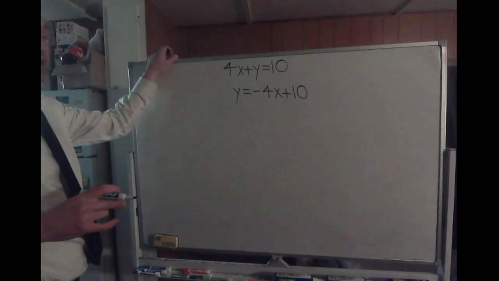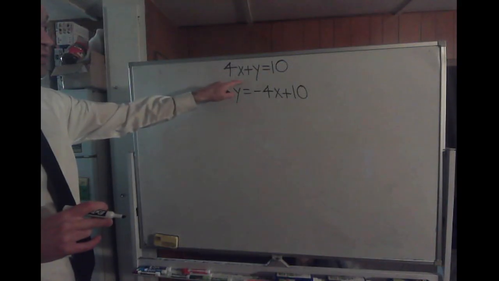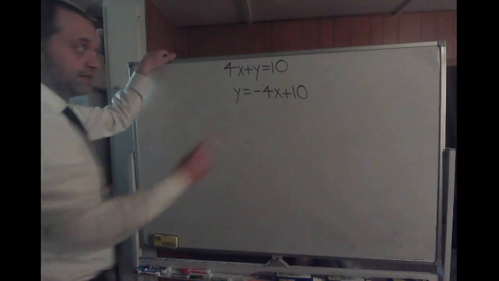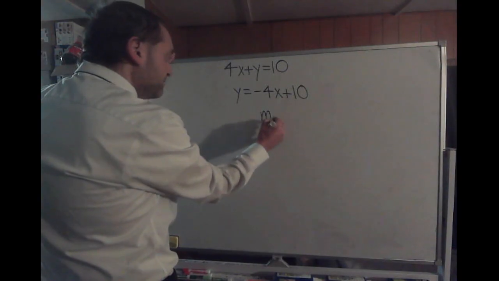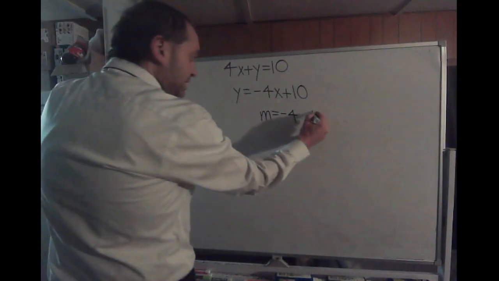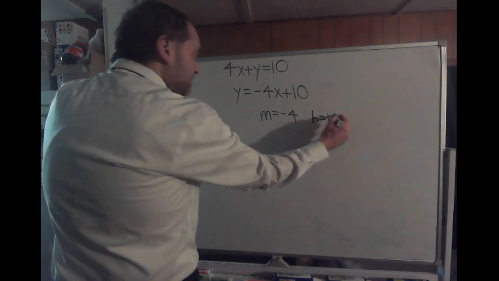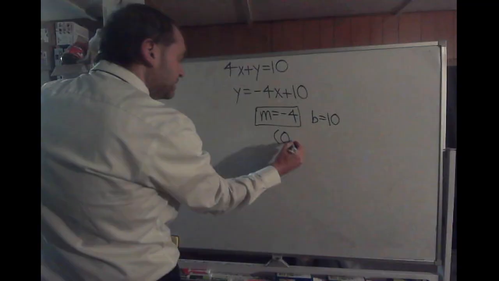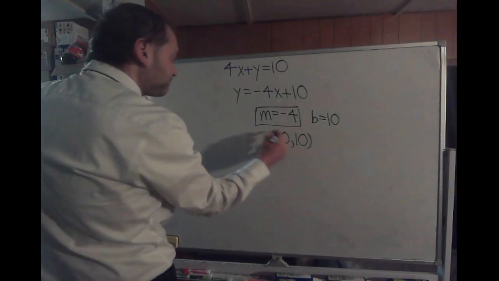Now that I've converted from standard form into slope-intercept form, now I can easily identify the slope. The slope would be -4, and then the y-intercept would be b equals +10. So my slope is -4, my y-intercept would be at 0, 10.